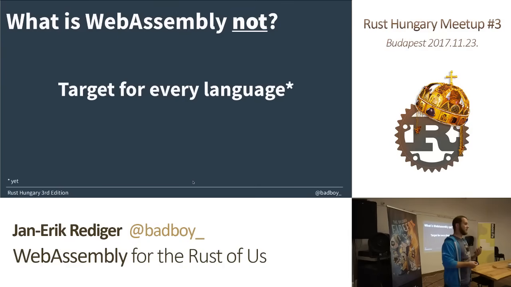WebAssembly is also not a target for every language out there yet, especially for languages that have a heavy runtime and a lot of additional features on top. Things like Java, or even JavaScript itself, or Ruby or Python that have their own runtime and garbage collector bundled with them are not easily translatable to WebAssembly by now. It will get easier in the future, but for now, C or C++ and Rust are the main languages that you can use to target WebAssembly in the end.